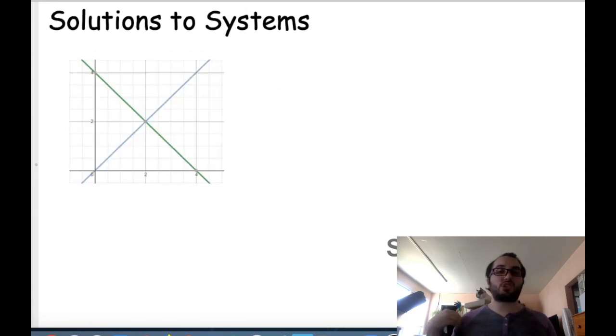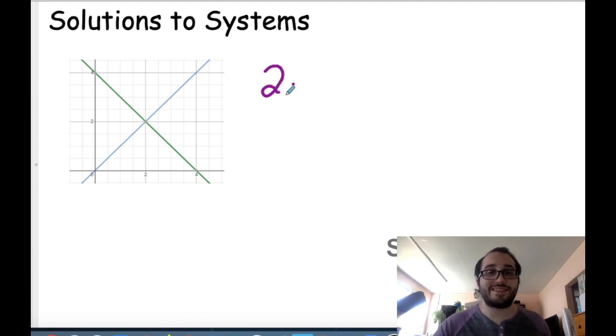Okay, let's just talk about what solutions to systems mean. When you want to find a solution to a system graphically, all you gotta do is find the intersection point. So if I gave you two lines like this, what is the solution? If you said (2, 2), you're correct. That is the intersection point of both lines. That's it.